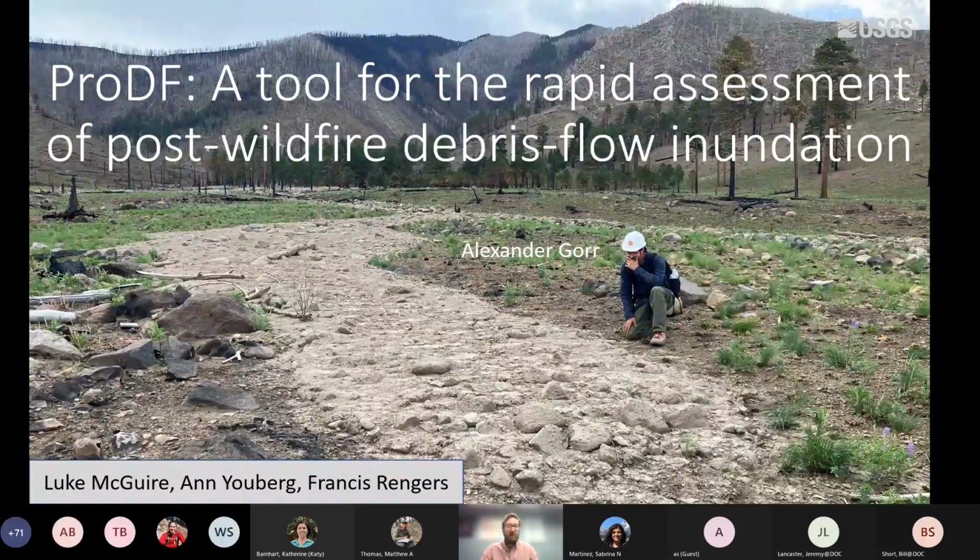So I'd like to talk to you about our runout model today. And just off the top, we found that this model is applicable in both burned and unburned landscapes, but we found that it is particularly adept for the use of rapid hazard assessment following wildfire. So today I'm going to focus on applying the model in post-wildfire scenarios.